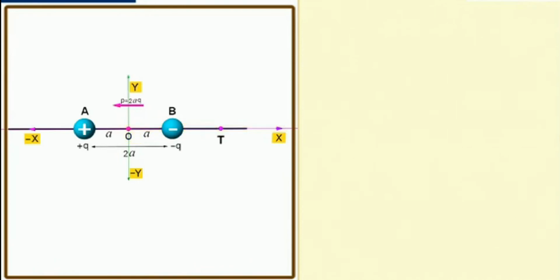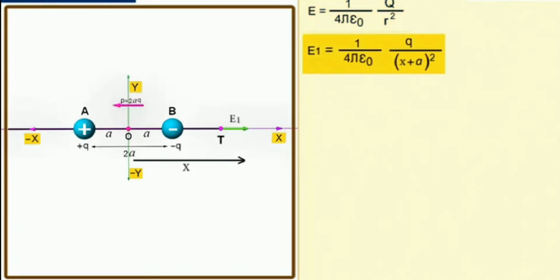The magnitude of electric field strength E due to a charge q at a distance r from it is given by E = 1/(4πε₀) × q/r². The magnitude of the electric field strength E1 due to the charge +q is equal to 1/(4πε₀) × q/(x+a)². Let us label it as equation 1. The direction of this electric field is opposite to that of the dipole moment.